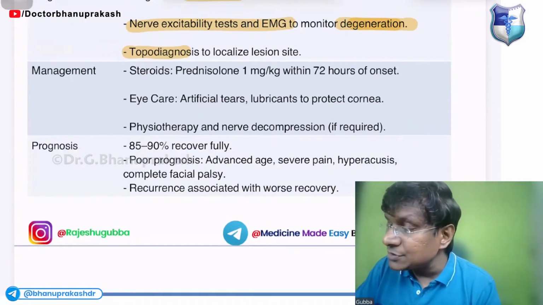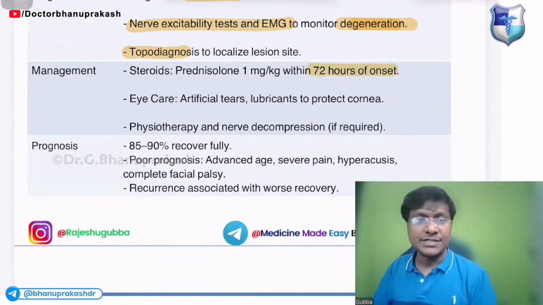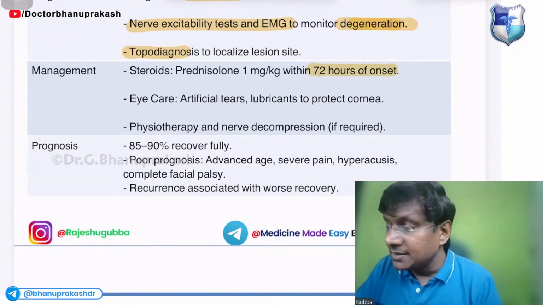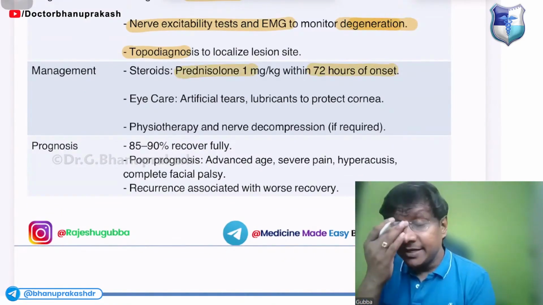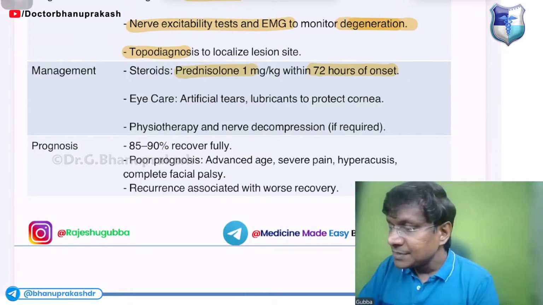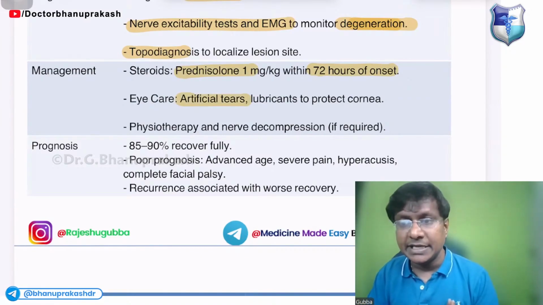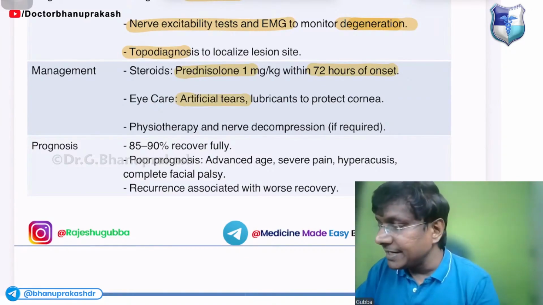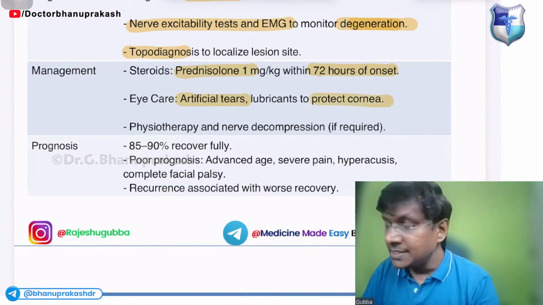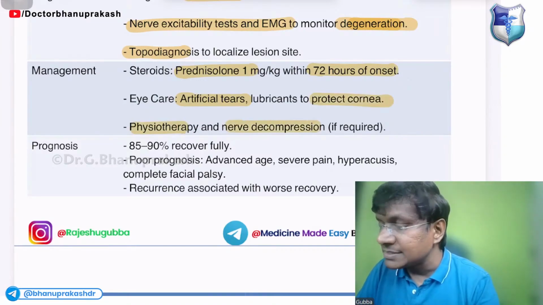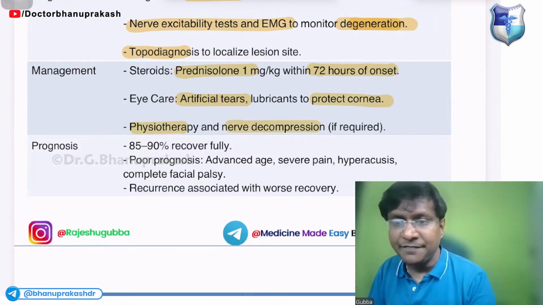And if the individual presents to you within 72 hours of the onset of the clinical manifestations, the drug that we give is prednisolone. And if the individual is unable to close the eyes, artificial tears in order to prevent the xerosis, and lubricants to protect the cornea, and physiotherapy and as well as the nerve decompression has to be done if required.